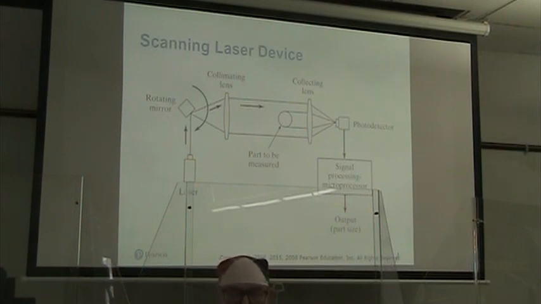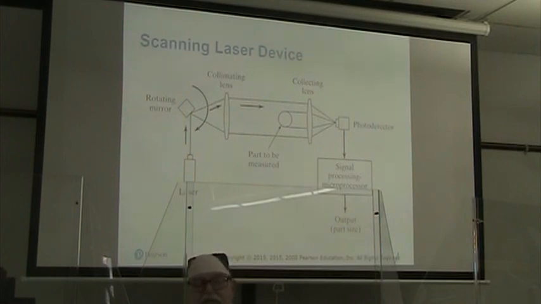The scanning laser device, we have a laser. It is shooting onto a rotating mirror, going through a collimating lens. The part is here in between, and then we have a collecting lens that all goes into a photo detector. And then that information goes to a signal processing microprocessor, and our output is whether or not the part is the right size.